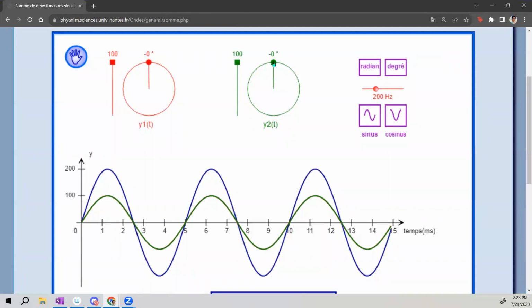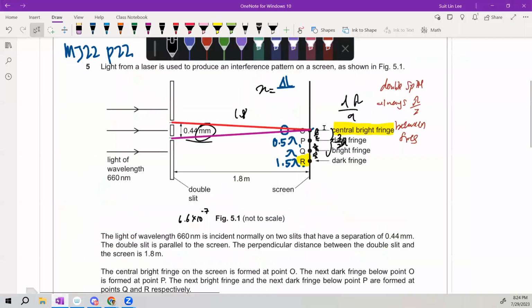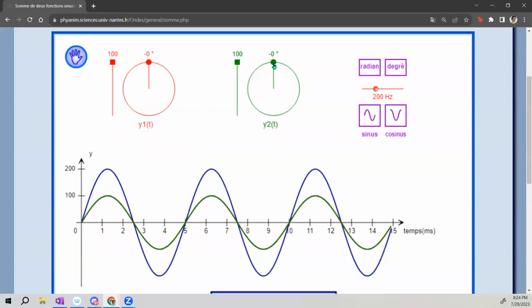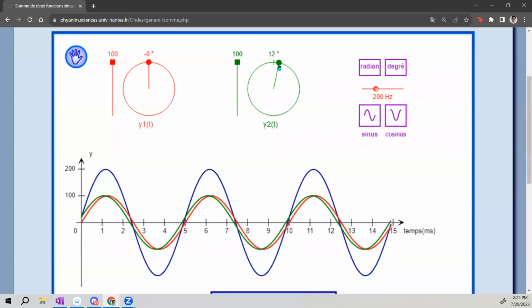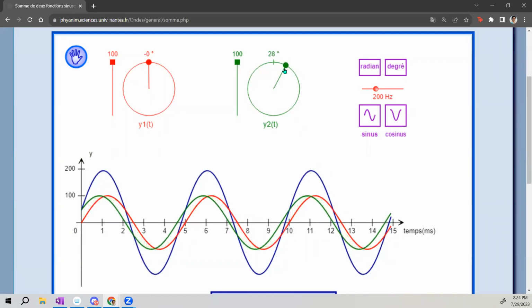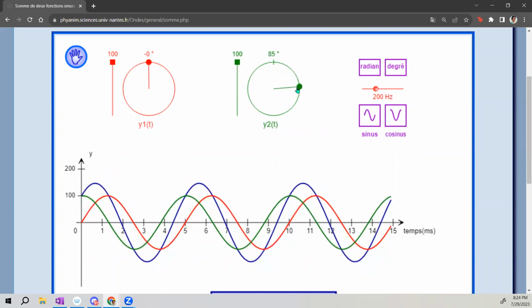This one is 0, this one is 0. Right now, they overlap perfectly. You get constructive interference, so this is a bright fringe. Red plus green, I get blue. So that's why here I get a bright fringe. Same distance. Now I'm going to move one of the waves. If I want a dark fringe, then it needs to be completely cancelled. So now I move the green wave. Let's say I move until here.